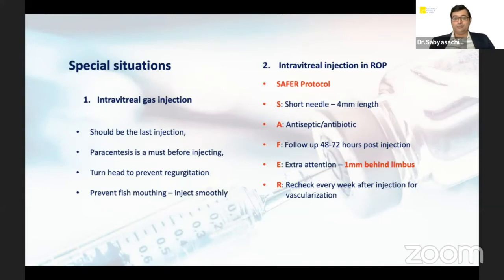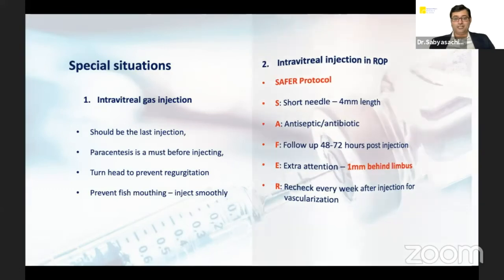F stands for the follow-up, where you need to look at the eye within 48 to 72 hours post-injection to prevent any bad occurrences from happening. The extra attention is to inject 1 millimeter behind the limbus, and not 3 millimeters like we do in adults, because these are, of course, small eyes. And then R stands for recheck, where you recheck every week after injection for vascularization.